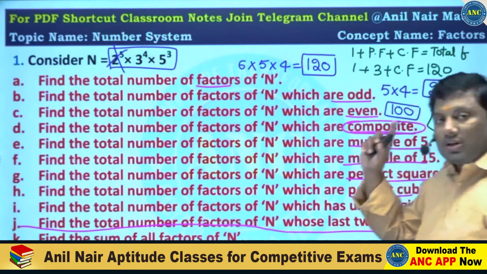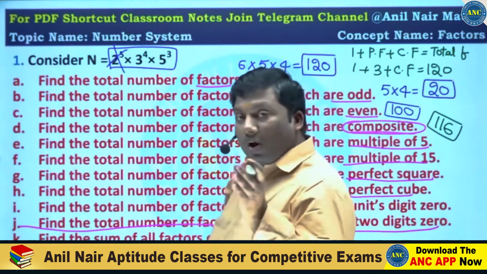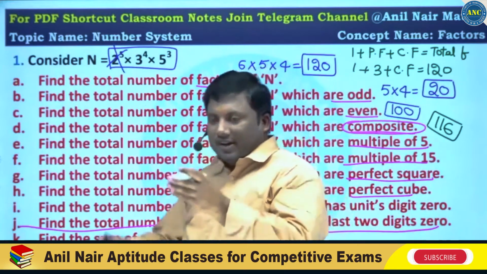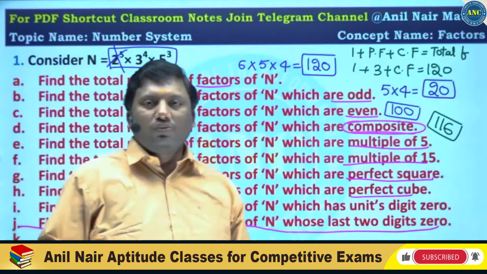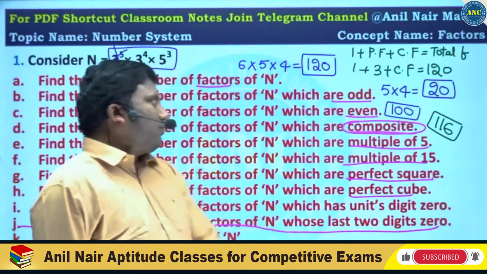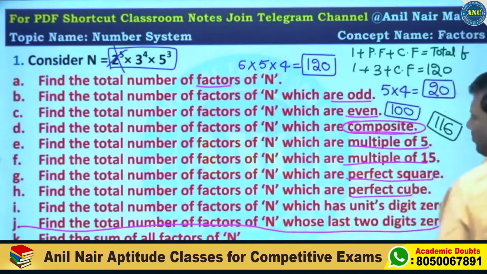1 plus the total number of prime factors. How many prime bases are there? 3. 1 plus 3 plus composite factors is equivalent to total factors. So total factors is 120. 120 minus 4 is 116.